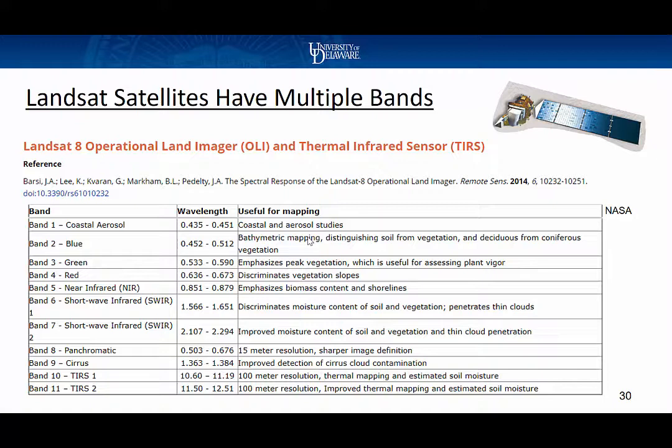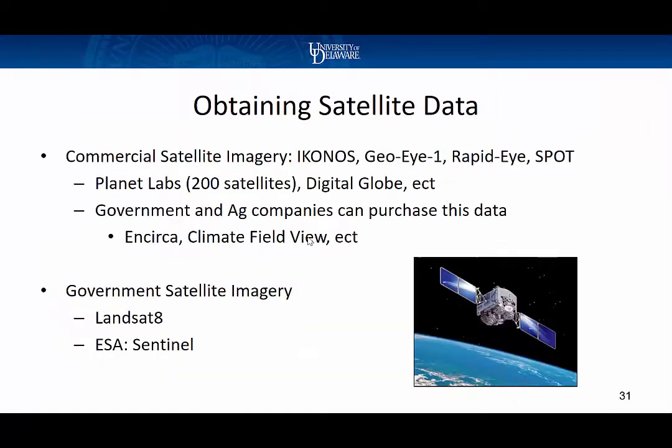So when they put up these satellites, they have several bands that they can do calculations and get images to you. The problem with satellite data is getting a hold of it. Most of you aren't going to go out and buy satellite data. You're going to get it secondhand. So there is commercial satellite imagery that the government doesn't do. A lot of it is a lot higher resolution: Ikonos, GeoEye, RapidEye, Spot. Planet Labs has about 200 satellites.